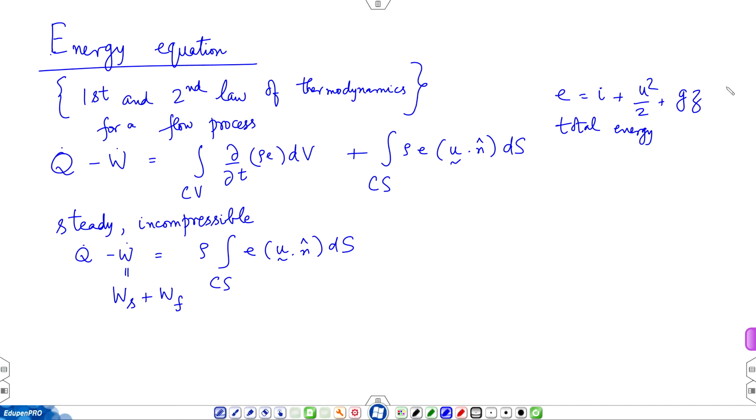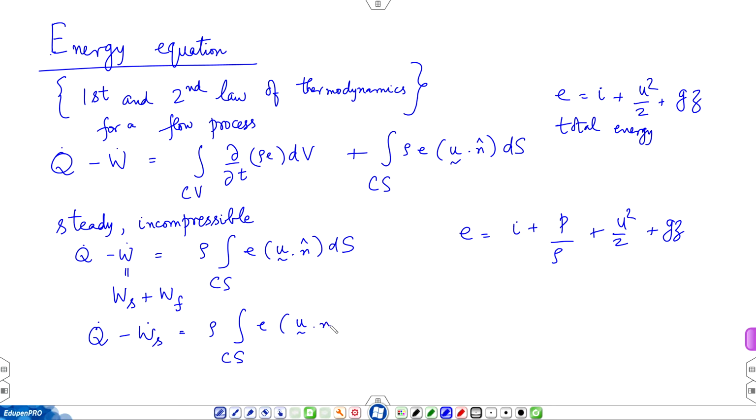So, this PDV work can be assimilated in the definition of total energy as, if you write E as I plus P over rho plus U square over 2 plus G z, then in the first law of thermodynamics you can transfer W f to the right hand side.